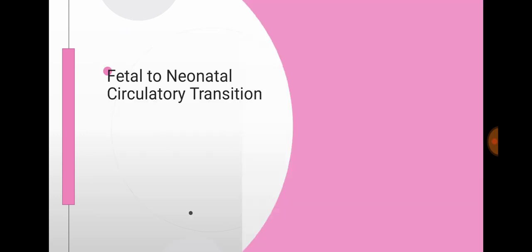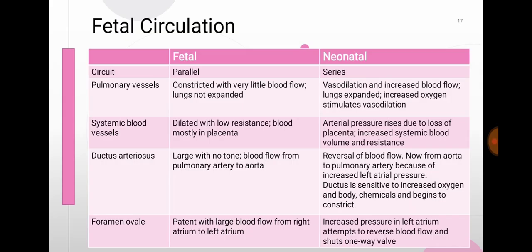So what is the difference between fetal and neonatal circulation? This is a table that highlights the difference between the two. Your fetal circulation is a parallel circuit. It's just like a box. It just goes in, goes to the other side, and then goes out. Unlike neonatal circulation, and adult circulation as well, which is in series.